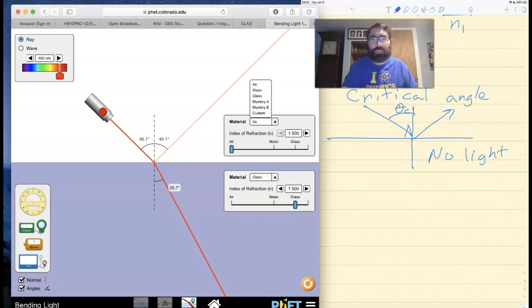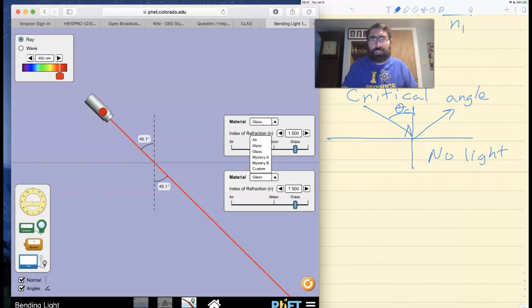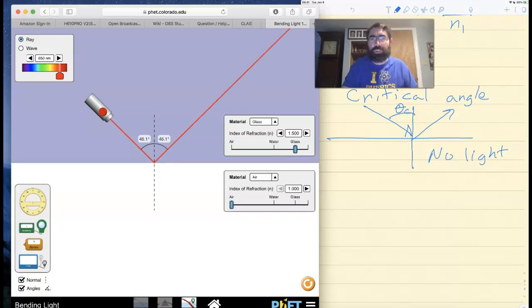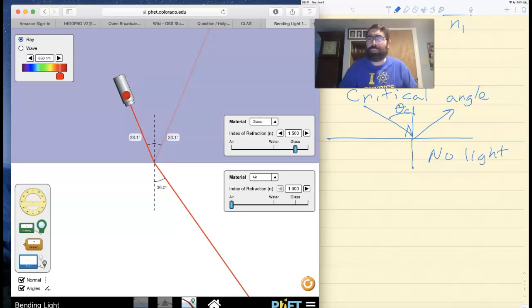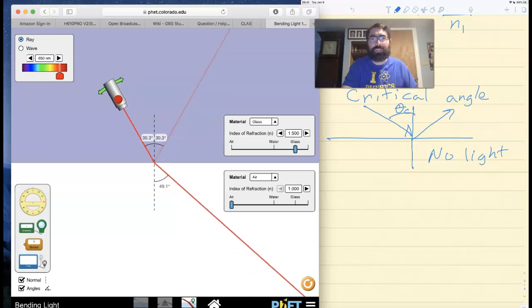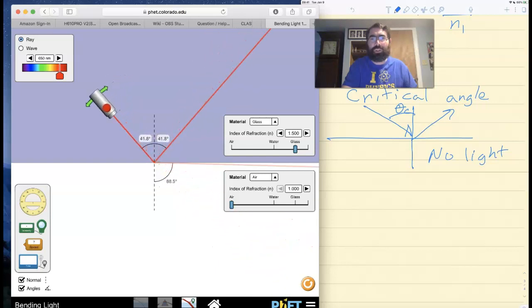But if I switch these around and make this light going from glass into air, now I can get that critical angle. And so I can see here, light is escaping the glass and going out into the air, but eventually I'm going to reach an angle, a critical angle, where all of that light gets reflected and no more light goes out of the glass. The light doesn't escape. All the light is totally reflected inside that material.